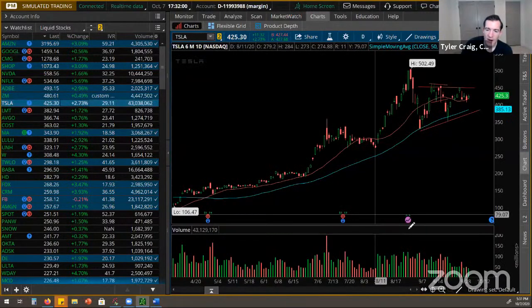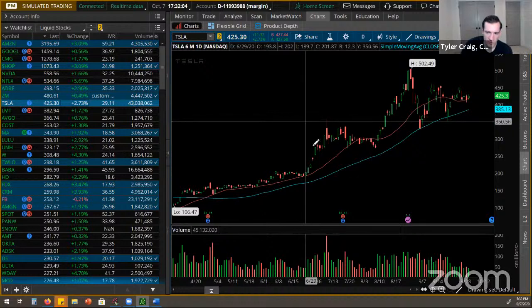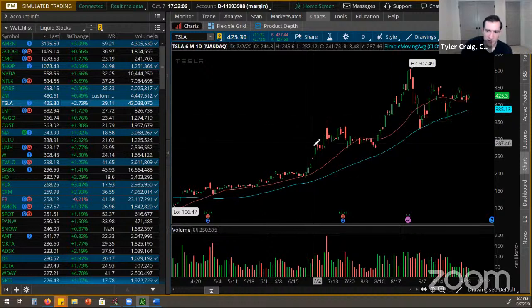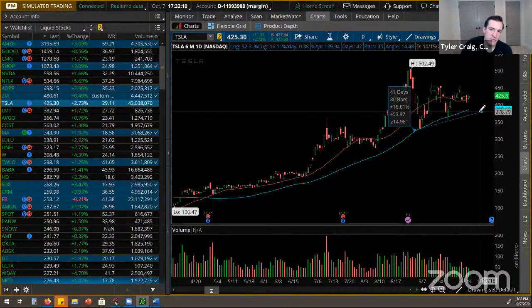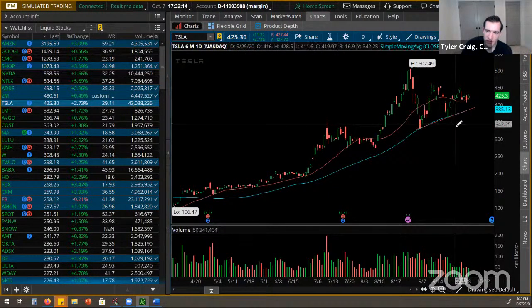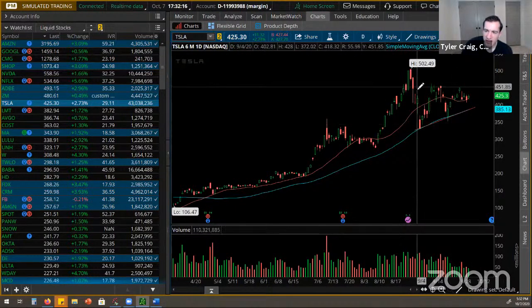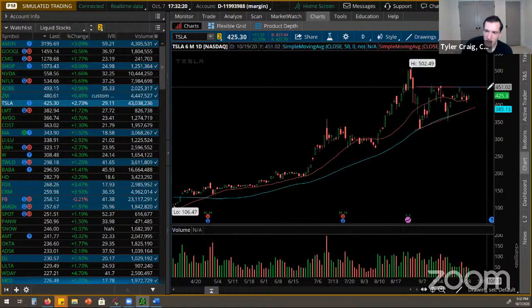Okay. All right, how about Tesla? Tesla is not a bull retracement. This is more of a sloppy setup. Okay, not a picture perfect one. But I do see resistance at 450.